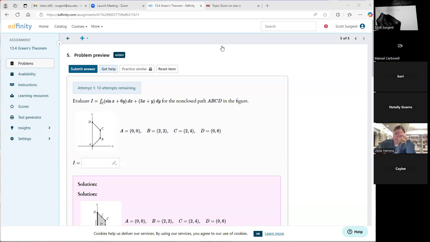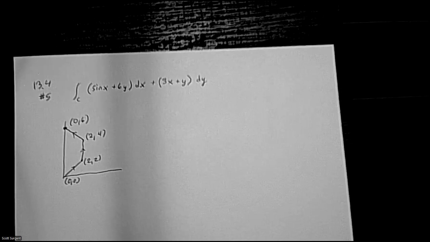And we're going from 0, 0 to, I guess B is 2, 2 to 2, 4 to 0, 6. And that would be oriented this way. I put the little arrows on. All right, so I'm going to stop the share.